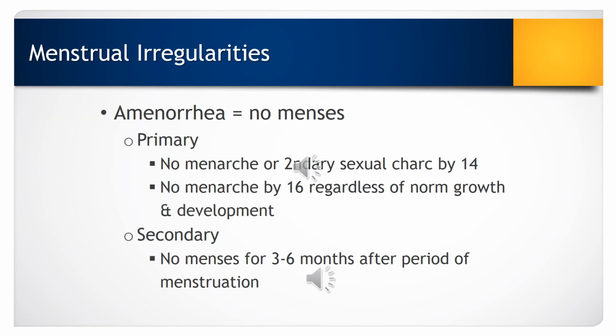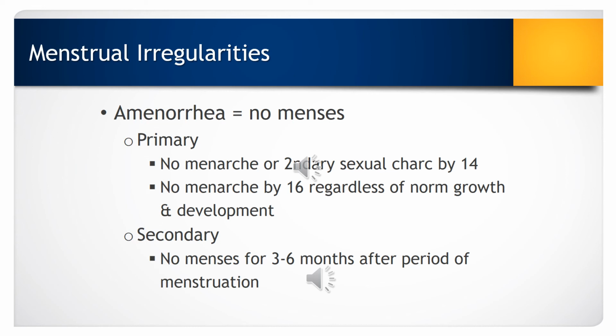Let's shift our focus now to menstrual irregularities. First, we'll discuss amenorrhea. Amenorrhea means no menses. It can be broken into 2 categories, primary and secondary. Primary amenorrhea, there is no menarche, nor are there any secondary sexual characteristics by the age of 14.